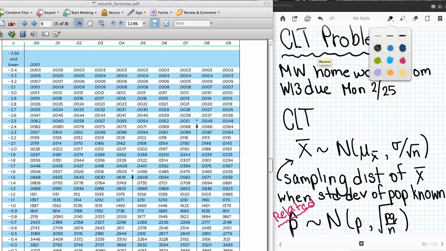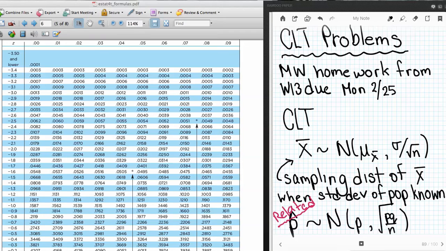All right, this is going to be a video that will go over problems involving the central limit theorem. And these were assigned for my students in my statistics class at Foothill College for Monday and Wednesday. That was due on February 25th. These are from chapter 6.3 in the book that is used at Foothill.